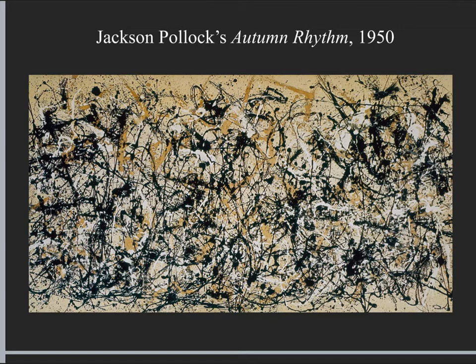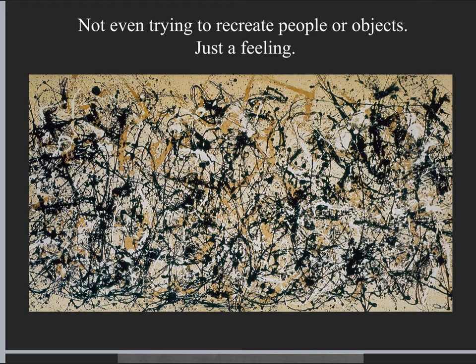All right, then, now we have Jackson Pollock's Autumn Rhythm, painted in 1950. Can you see any people in this? Can you see any bowls of fruit? Can you see any landscapes? No, Pollock wasn't trying to recreate or represent people or objects or vistas. He was just trying to create a feeling. I don't know if Autumn Rhythm really means he was feeling something about autumn when he painted this, or if he just painted it in the autumn. But he's just trying to capture a feeling of a moment. So he's just splattering paint on this canvas in a few colors, just letting the paint do what the paint is going to do.